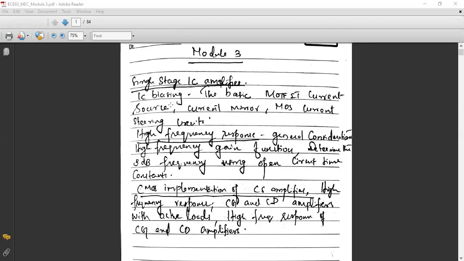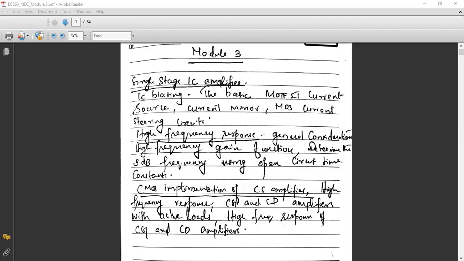Now, after this, in this module, we will be discussing the high frequency response of amplifiers and how we are implementing these amplifiers in IC. That is the CMOS implementation of CS amplifier with active loads. Followed by that, we will be discussing common gate and common drain amplifiers with respect to active load.